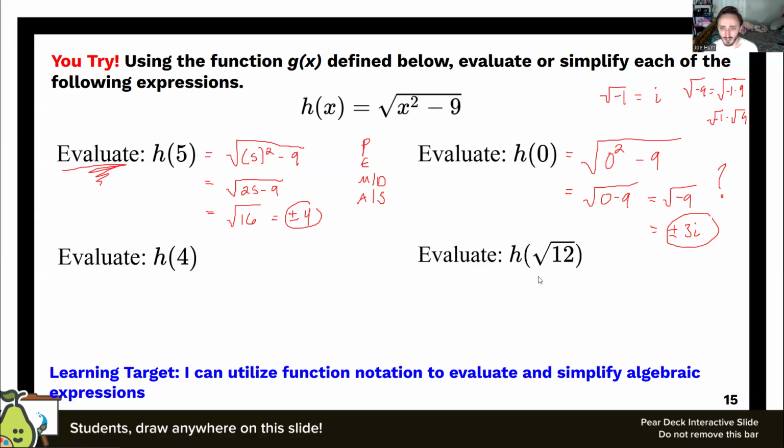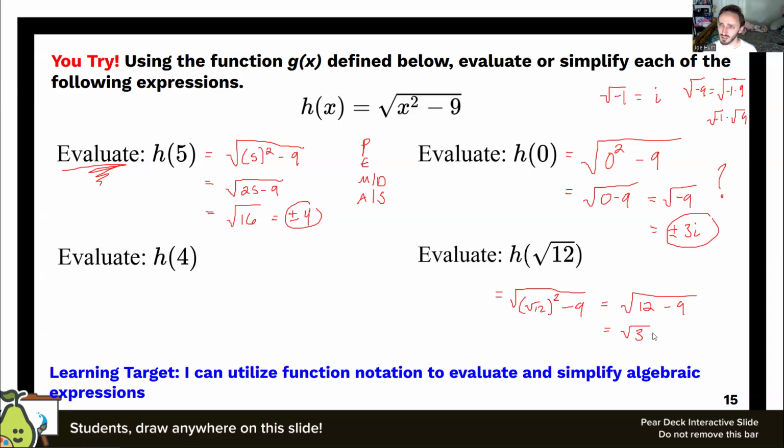On, say, this third one that I want to do, h of the root of 12, what we're going to do here is plug in the square root of 12, raise that to the second, subtract 9 from it, and then try and take the square root of it. If I raise the square root of 12 to the second power, the square root and the square are going to kind of cancel each other out. That's going to leave me with just 12. So now what I'm going to be doing is the square root of whatever 12 minus 9 is. So in this case, 3.